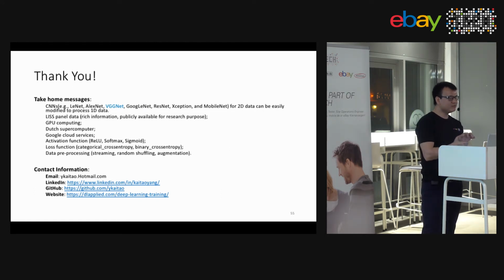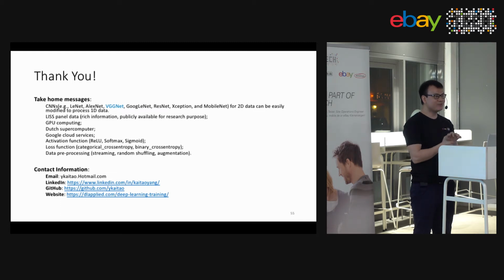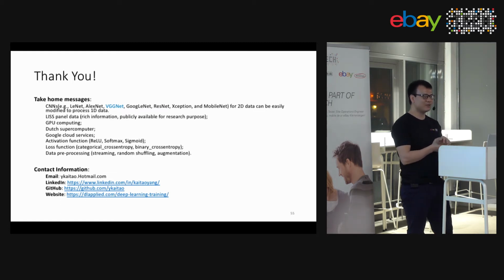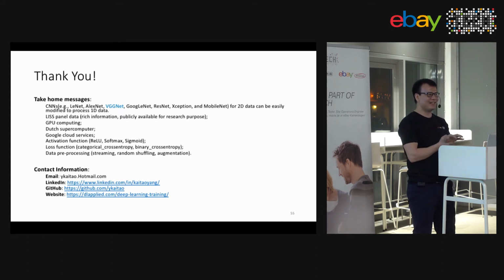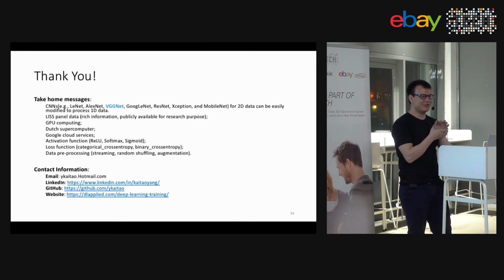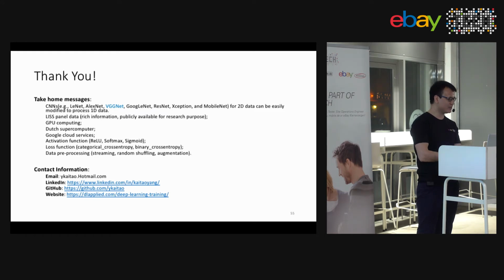And then thirdly, if we want to train deep neural networks, we prefer a GPU computing machine. There is the Dutch supercomputer, which you can use if you work in a Dutch research institute or Dutch hospital. And Google Cloud Services, in a situation where you want to have a huge amount of computing power but for very short-term usage, you can think of Google Cloud Services.